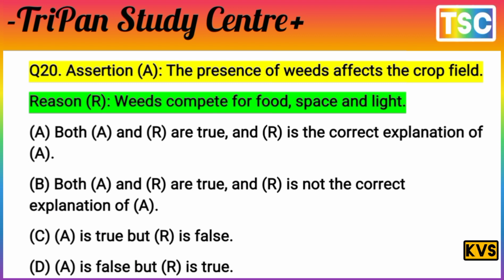The options are: A, both A and R are true and R is the correct explanation of A. B, both A and R are true but R is not the correct explanation of A. And C, A is true but R is false. And D, A is false but R is true.